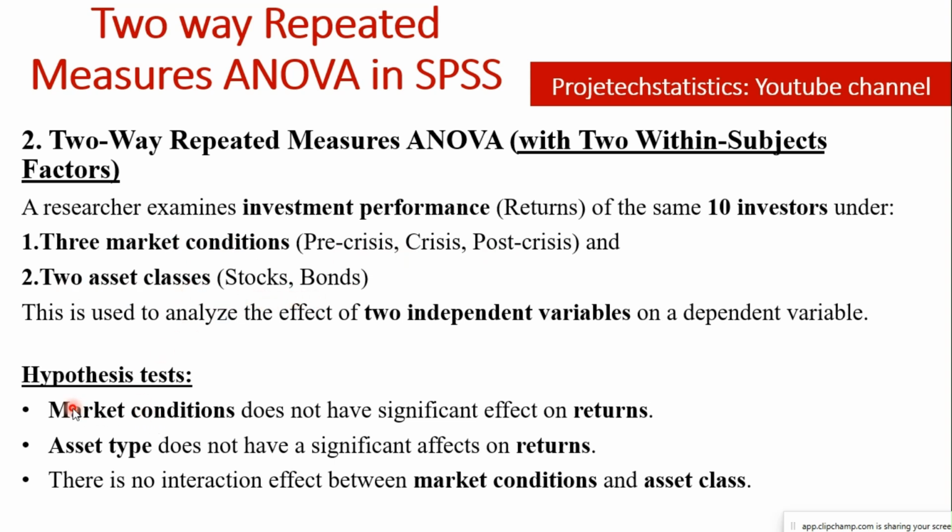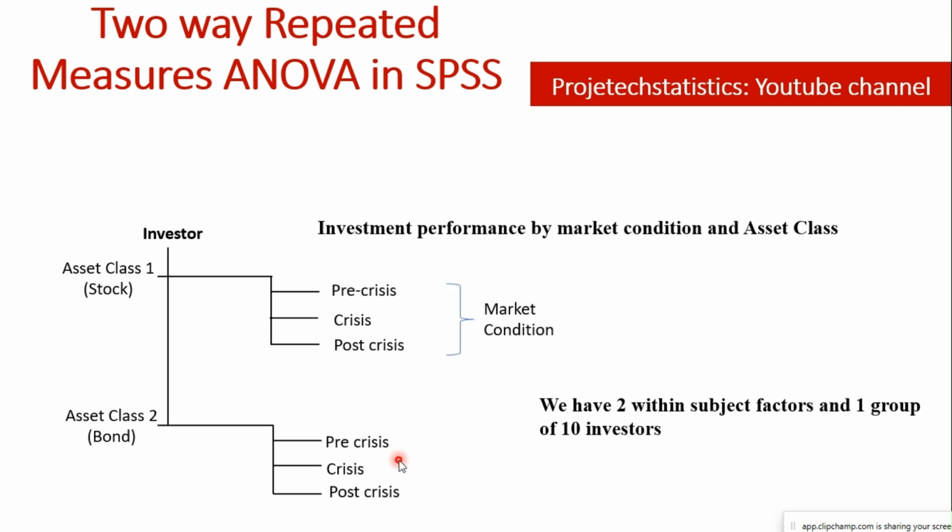So our null hypothesis is that the market condition does not have a significant effect on returns, asset type does not have a significant effect on return, and there is no significant interaction effect between market condition and asset class.